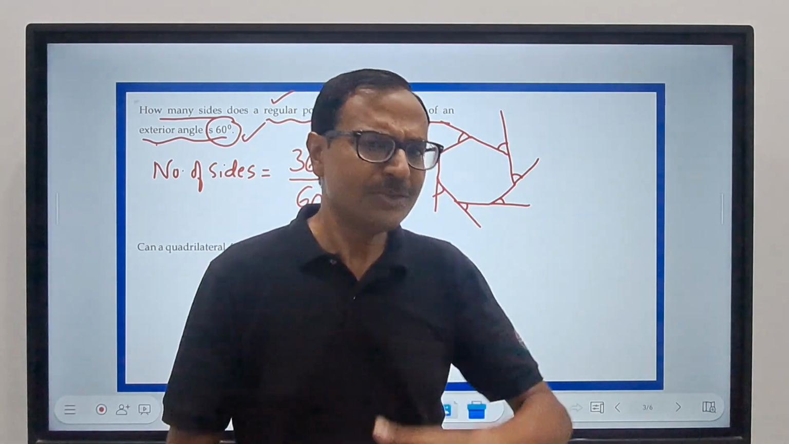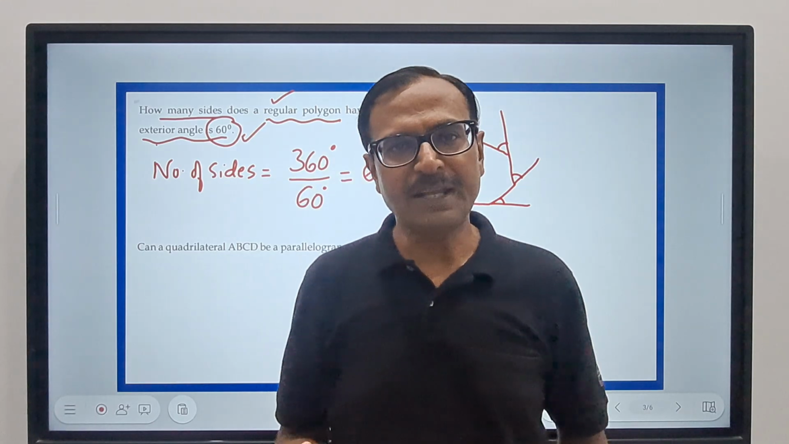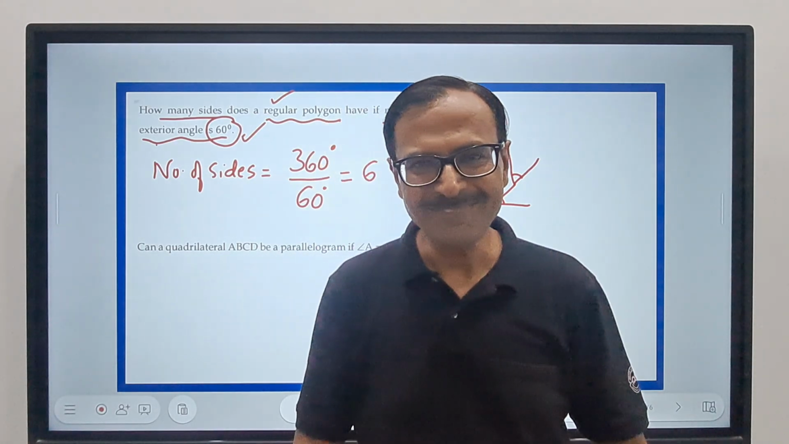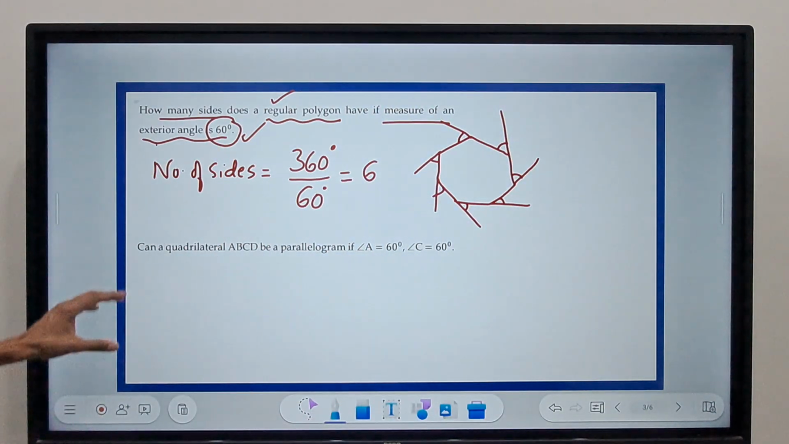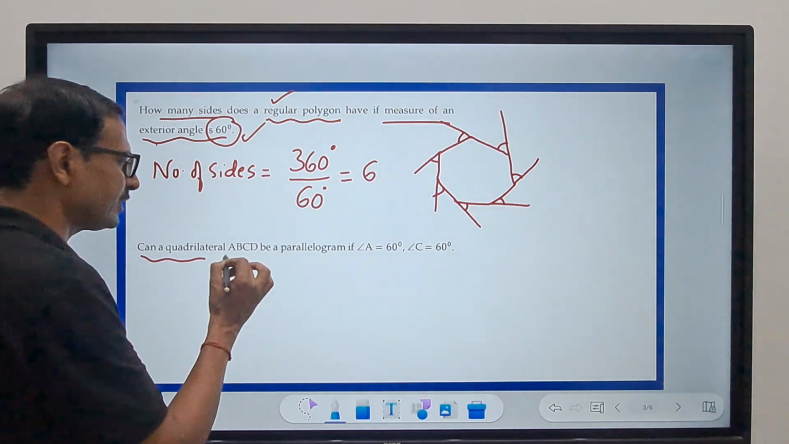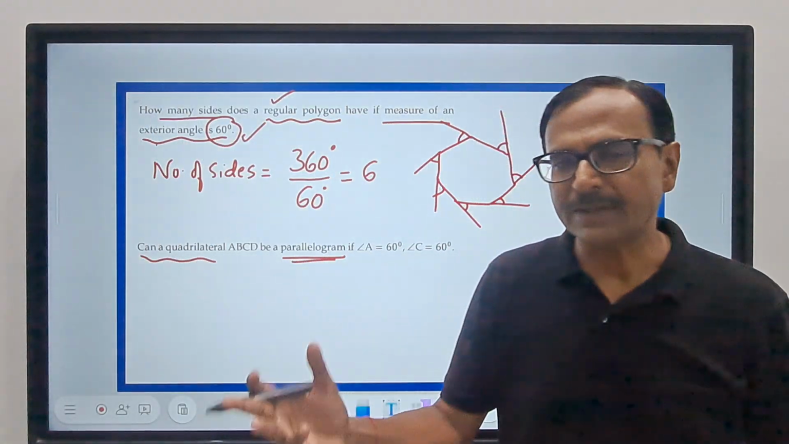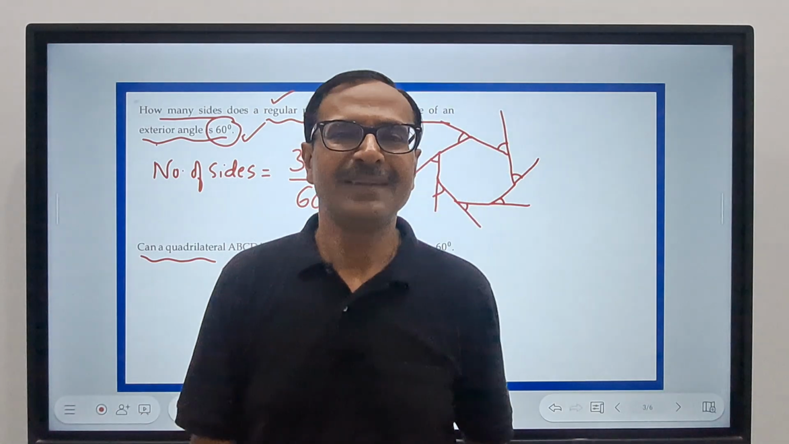Very easy, right? 360 divided by the measure of each angle will give you the number of sides in the polygon. Right, let's have one more important question. You can see here there's a tactical question which is based on the properties of a parallelogram. So if you know your properties well, you will crack the question within no time, and that's the beauty of these videos.